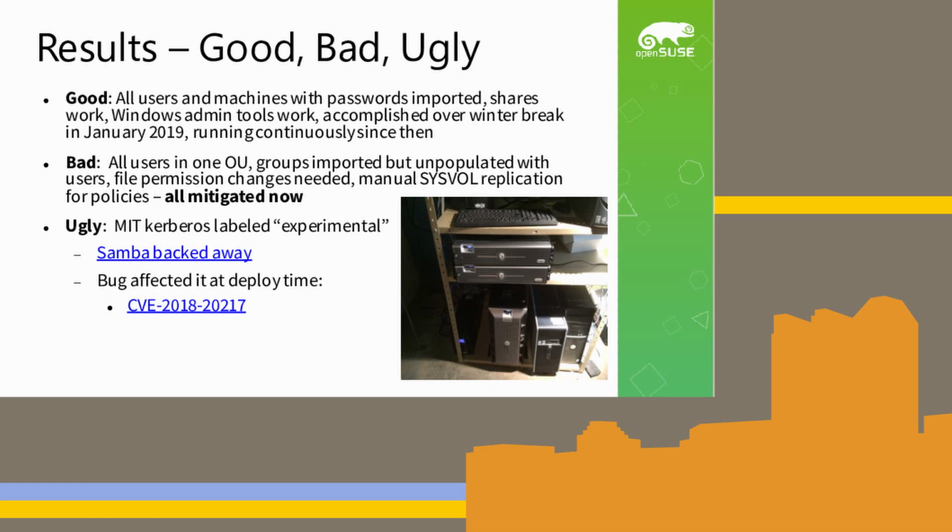This was an ugly one, which I did not see until a week after I'd done the implementation: Samba labeled the MIT Kerberos I was using experimental. This was not a good thing to find out after you've done a project, right? After you've done all these. And the reason is because there was a bug that affected it at deploy time. So this bug, which is a CVE, all of you guys familiar with CVEs, common vulnerabilities and exposures. Essentially, the effect was at random times during the day, the Kerberos server stopped. Which, if the Kerberos server isn't running, how many people can log in? 0, right? Nobody. Yeah, so this is not a good thing.